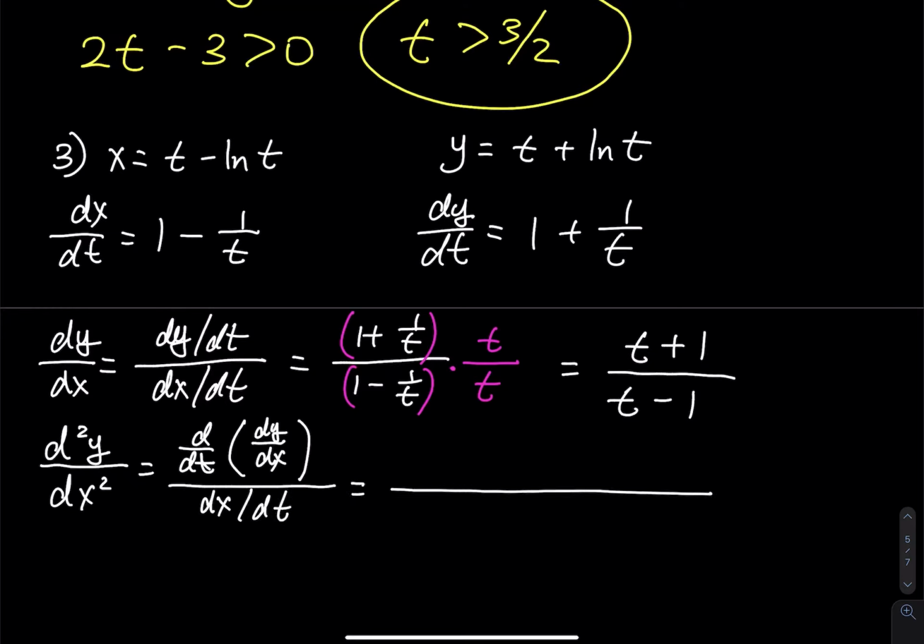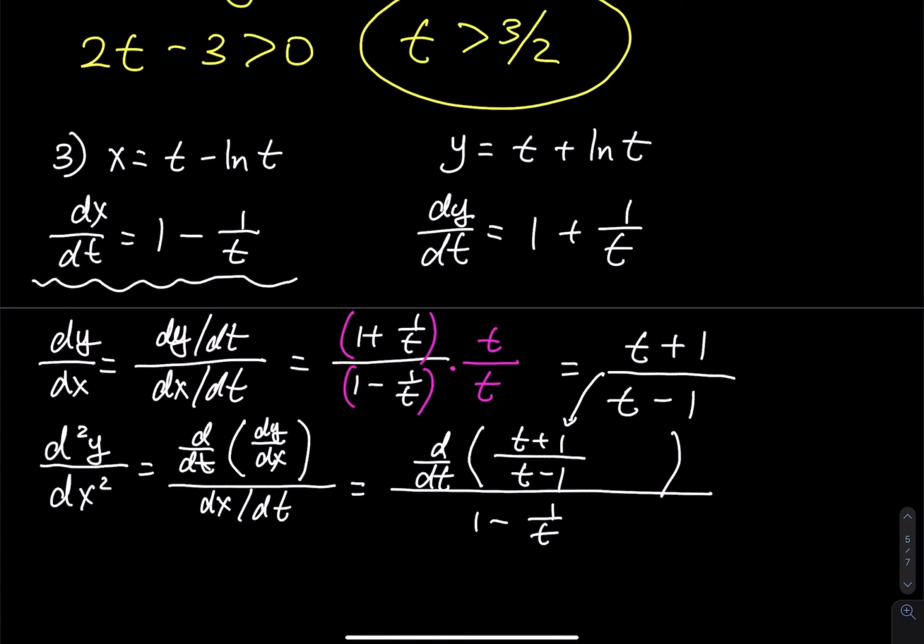So that will be the derivative of the result, which is right here. That will be (t + 1) divided by (t - 1). So this will be a quotient rule. There is no way to avoid that. And then dx/dt, we got that right here. So that is 1 minus 1 divided by t. Okay, so quotient rule.